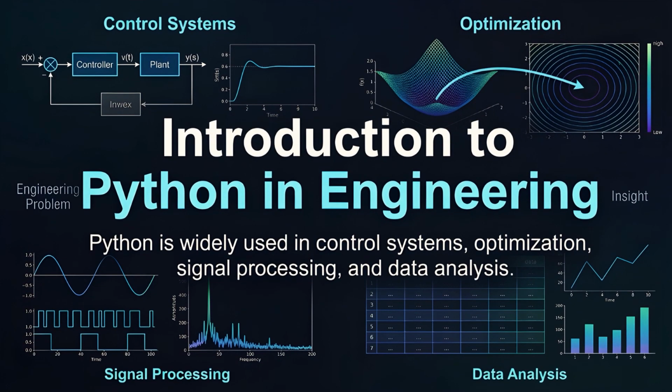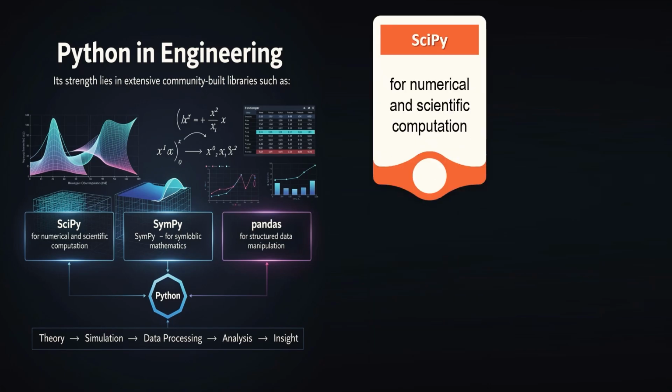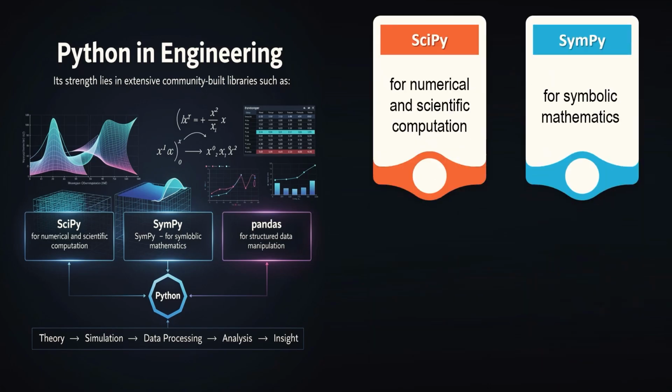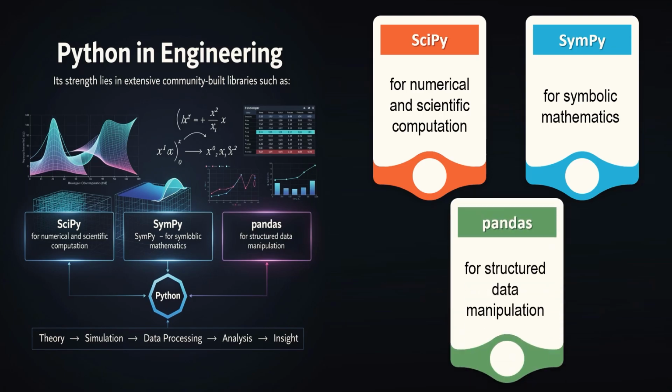Python is open source, powerful, and integrates perfectly with Linux-based environments for scientific computing. Python is widely used in control systems, optimization, signal processing, and data analysis. Its strength lies in extensive community-built libraries such as SciPy for numerical and scientific computations, SymPy for symbolic mathematics, and pandas for structured data manipulations. These libraries simplify real-world engineering workflows from theory to simulation to analysis.